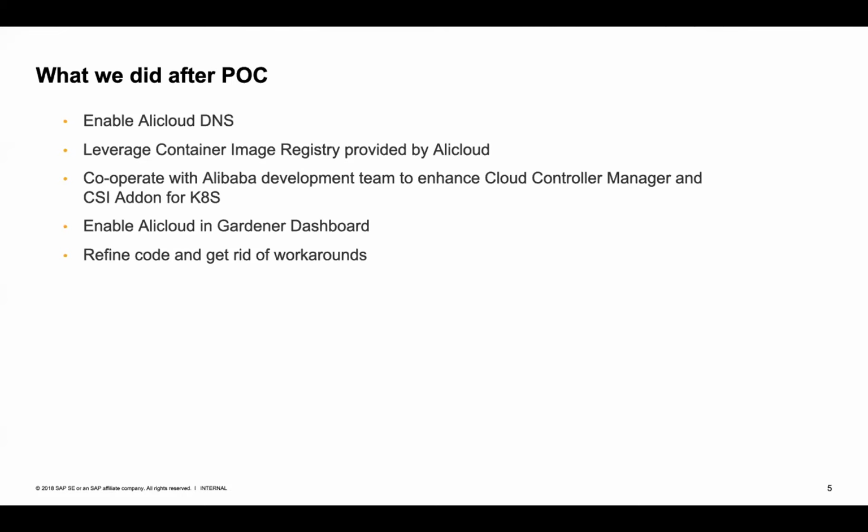And for the POC, we have not implemented the Gardener dashboard. So we need to add Alibaba Cloud infrastructure configuration in the Gardener dashboard. And last, we need to enhance our code quality to get rid of some workarounds from the POC. So this is what we did to enable Alibaba Cloud for Gardener.